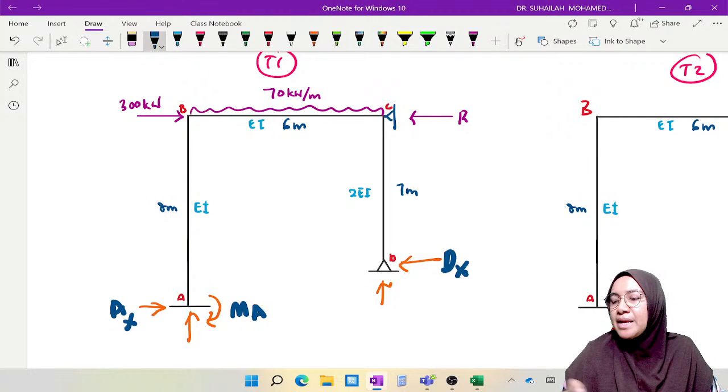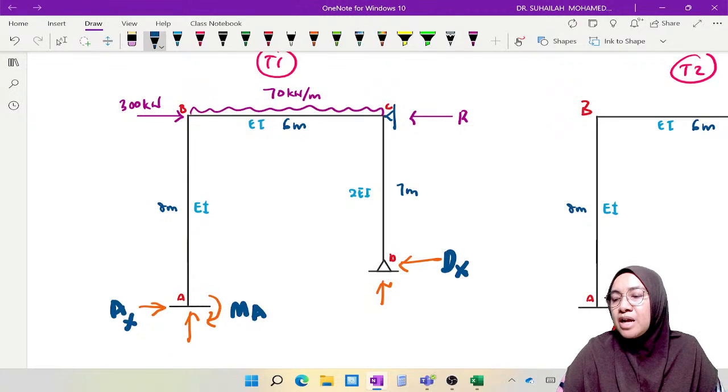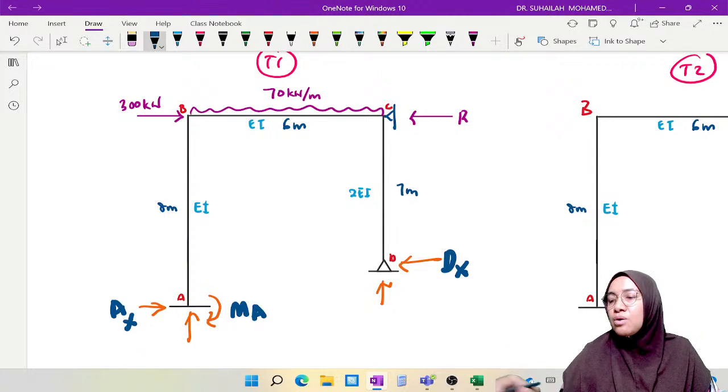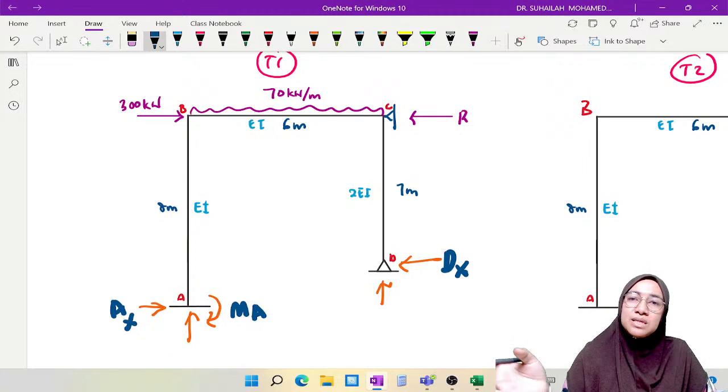This is the moment at A, also equal to MAC. And we have AY and DY. AY and DY actually do not enter the calculation to determine the R value. What will enter, we will see shortly. Okay, the shear equation. It is called the shear equation. Shear for column.